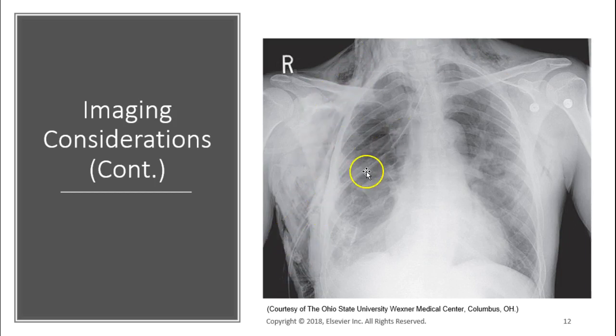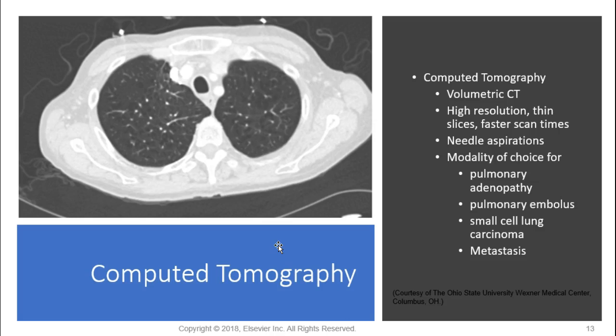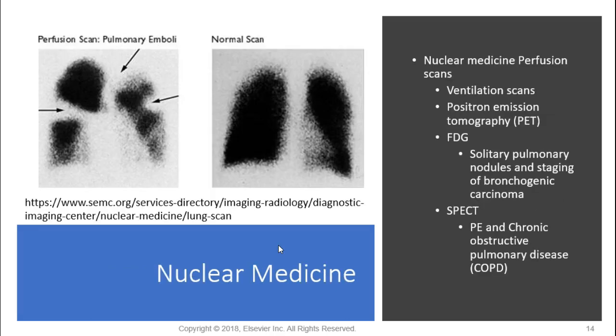So this person had a punctured lung, and the air from the lung was leaking into the soft tissues. Very painful. All right, for the chest, typically we do computed tomography. We can do volumetric CT, high resolution CT. We can do needle aspirations, biopsies, and it's a modality of choice for pulmonary adenopathy. There's pulmonary embolus, small cell carcinoma, and METs.